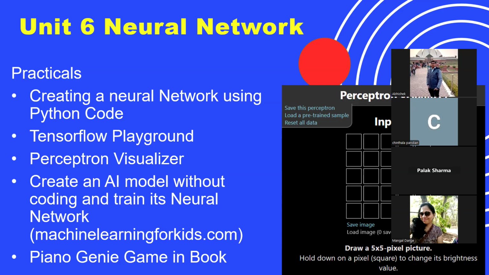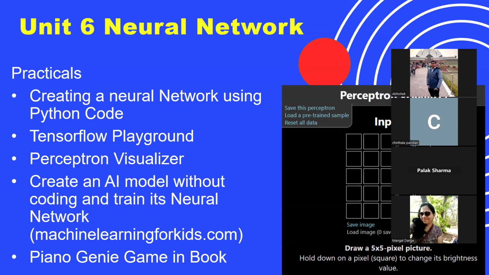Perceptron is the simplest neural network. Then they can create an AI model on machinelearningforkids.com. This is a website which uses Scratch. So they can create a very simple AI model, and then see the neural network working. That is also there in the book. Plus, there were various games that I had found, and those have also been given.